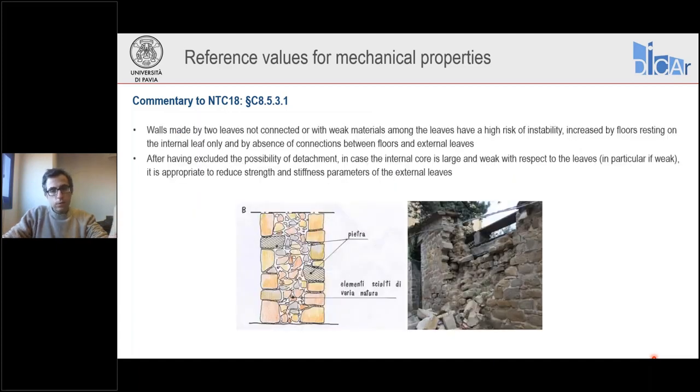The Italian code is also stressing the importance of some aspects. For example, if you have a double leaf masonry, the Italian code draws attention to the fact that the outer leaf can be very vulnerable. So it suggests you reduce the strength and other parameters of the outer leaf if the outer leaf is not well connected to the inner leaf.